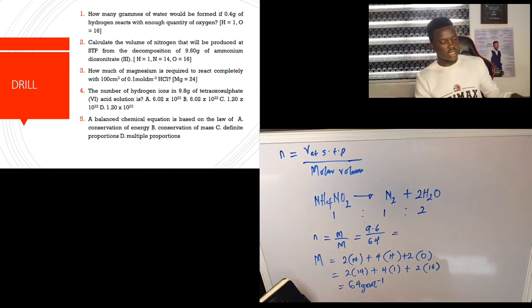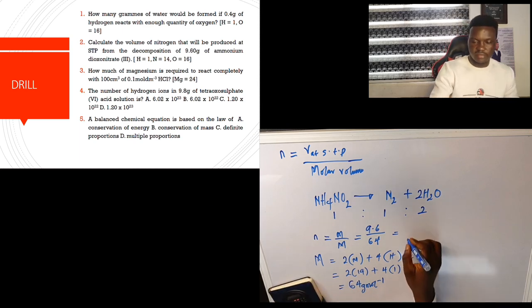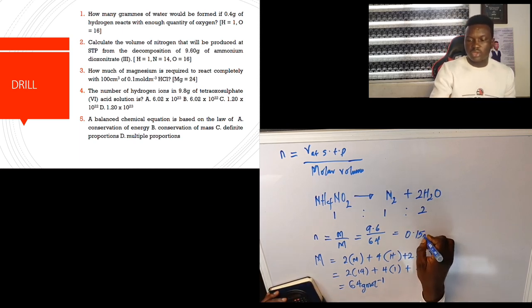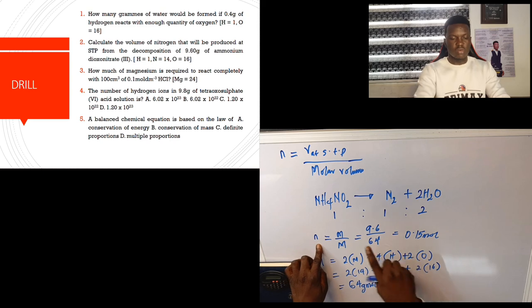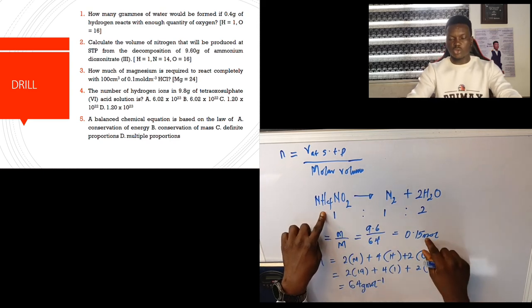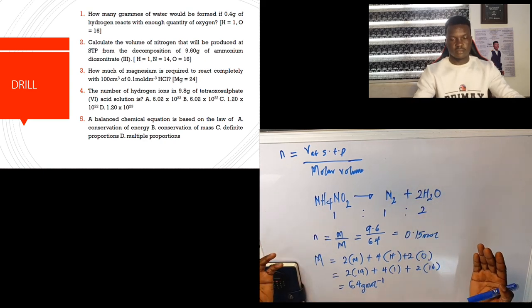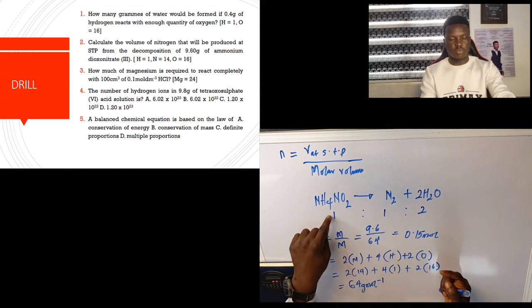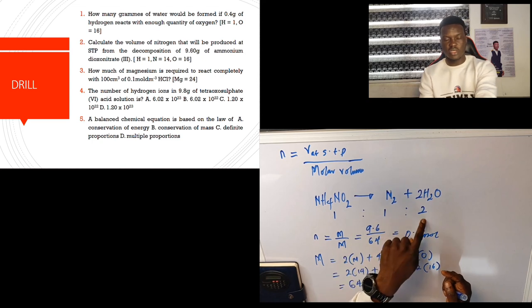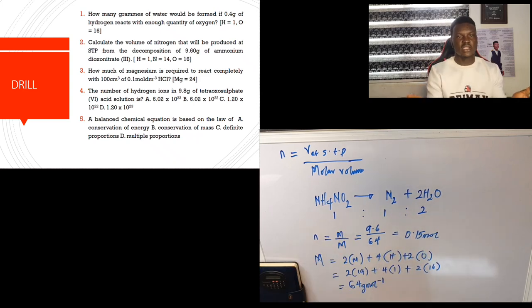So what would that give me? 9.6 divided by 64, and that's 0.15. So now, what do you think? If the number of moles of ammonium dioxonitrate 3 is 0.15, what do you think the number of moles of nitrogen will be? Very good. Since their ratio is 1 to 1, then if this is 0.15, this will be 0.15. What do you think this would be? 0.30. That's 2 to 1 to 1.